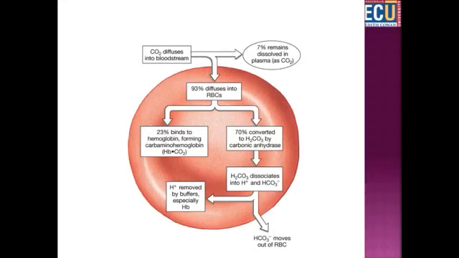But essentially, we can see the differences in red blood cell content, white blood cell content, and platelet content in plasma. Okay, so if we look here, 93% diffuses into the red blood cell, and from that, 23% binds to hemoglobin, forming carbaminohemoglobin. So we talked about the 23% that binds to hemoglobin, forming carbaminohemoglobin. We also know that 70% is converted to H2CO3 by carbonic anhydrase.